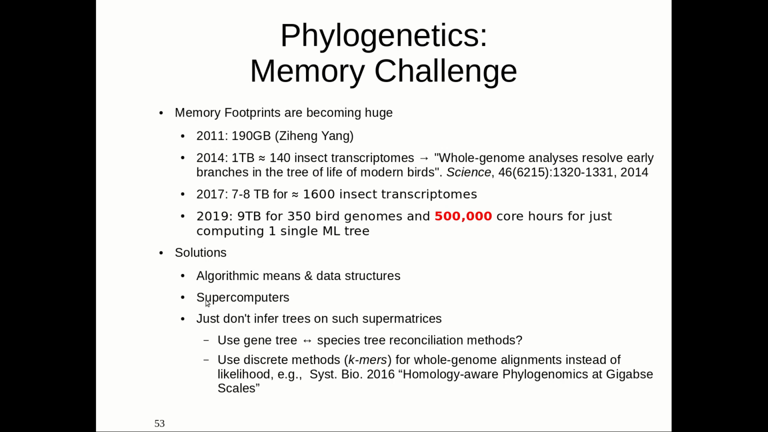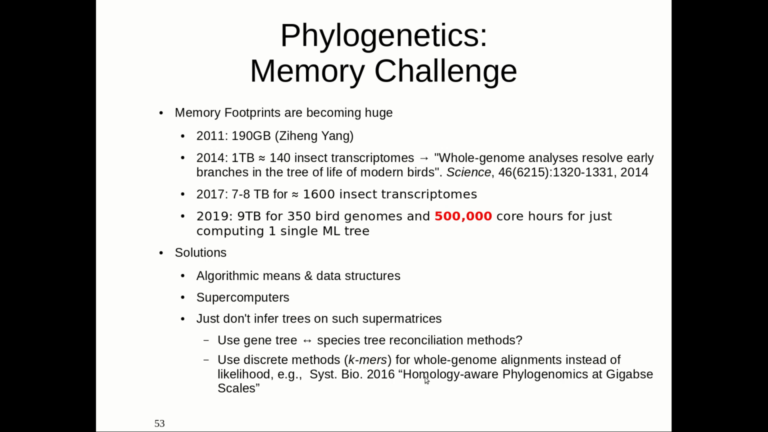We can also use supercomputers, so that's the brute force approach: just use large enough systems such that you can carry out such runs. Or you simply don't infer trees on such supermatrices. You can use gene tree, species tree reconciliation methods, or, with the argument that you have such a huge amount of data and such a clear signal, you can use discrete methods like k-mers and apply them on whole genome alignments instead of using likelihood.